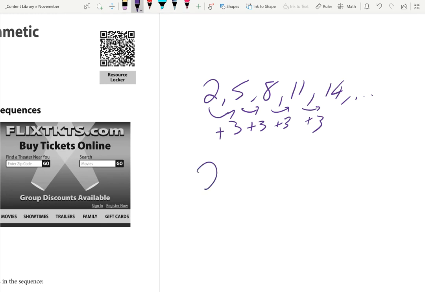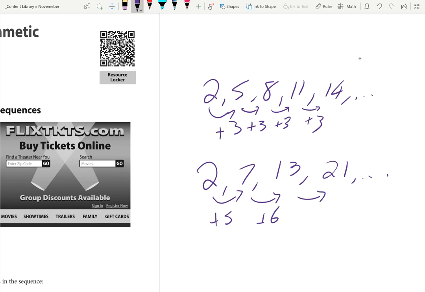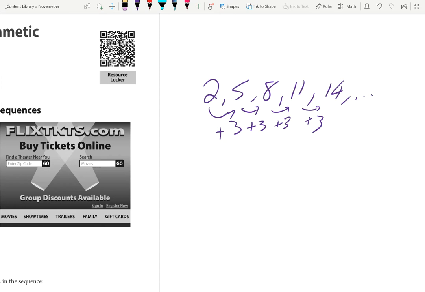So that's an arithmetic sequence when you're adding the same amount every single time. It wouldn't be an arithmetic sequence if you had 2, 7, 13, 21, etc. Because in this case, you'd be adding different amounts every time. Okay, you're still adding, but you're adding different amounts. So you can't really predict what the next term would be. So that would not be an arithmetic sequence.